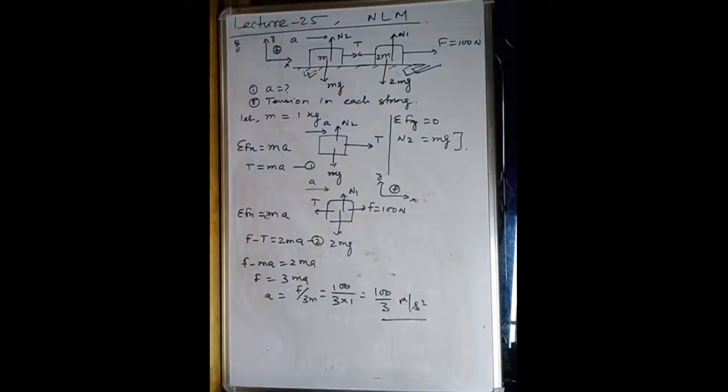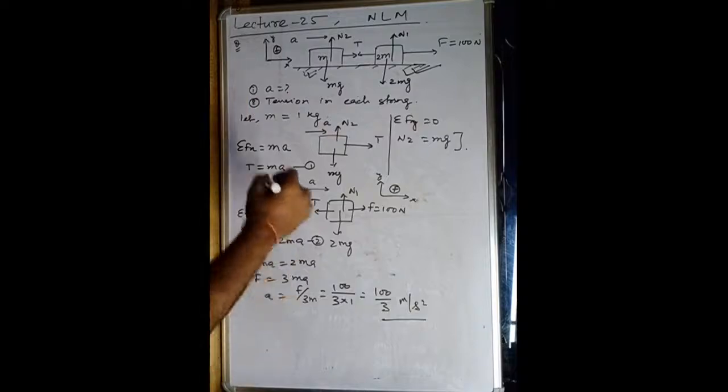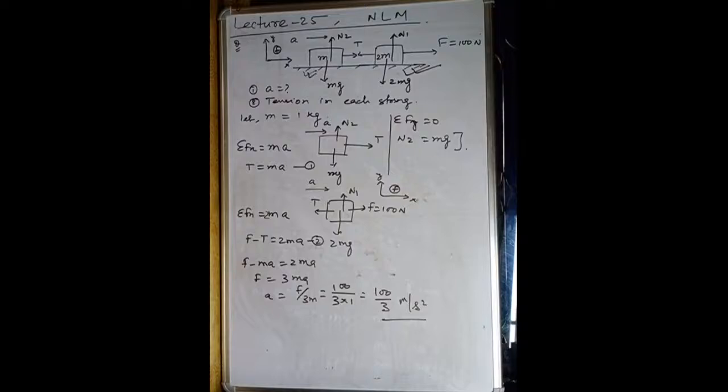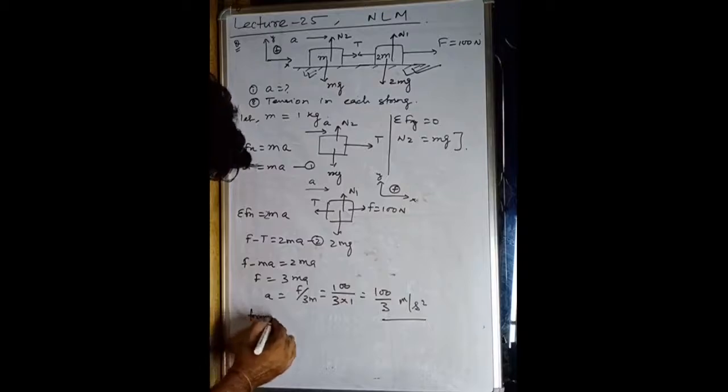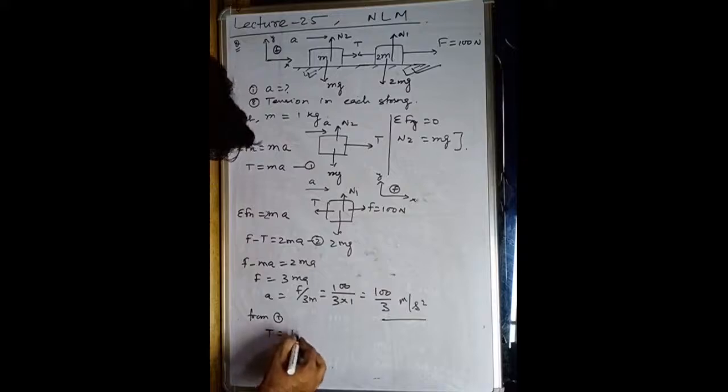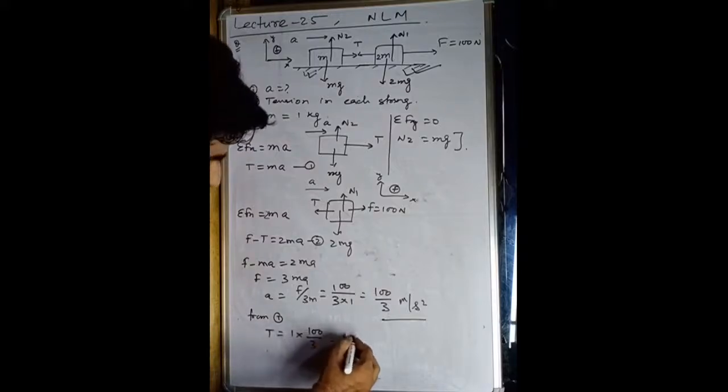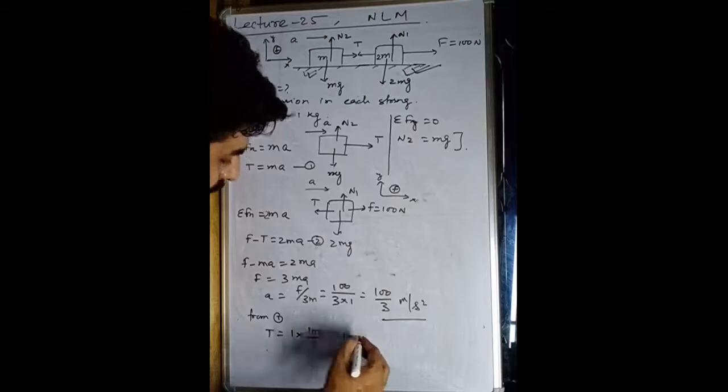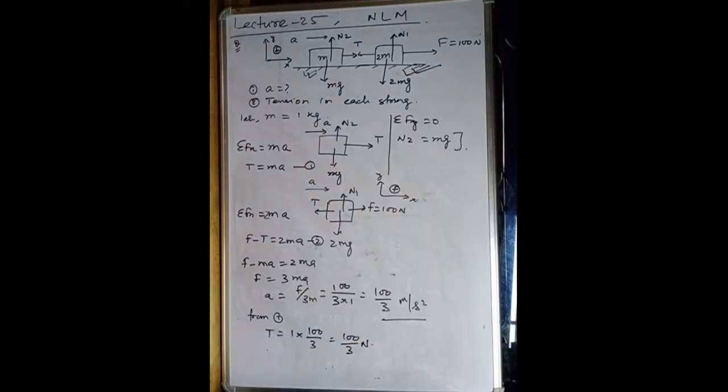Once you find the acceleration, by putting the value of a in equation 1 or 2, you can find the tension as well. But it will be easy to put it in equation 1 to find the tension. From equation 1, T equals m, which is 1, times a, which is 100 by 3. So this is 100 by 3 Newton. Okay, my dear students, I hope you understand.